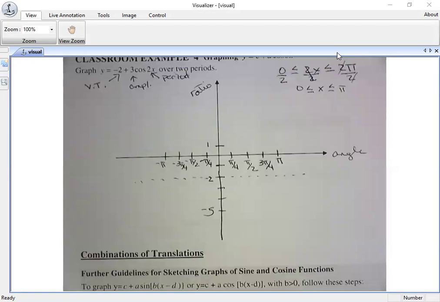Your quiz on Thursday is 6-1 through 6-3. Now, here's what that means. Will you see these translations that we covered today on the quiz? No, but will you see changes in period and amplitude? Yes, you will. And keep in mind some of the things we did before then, which involved giving exact values for things, using those formulas. That will be on the quiz too.